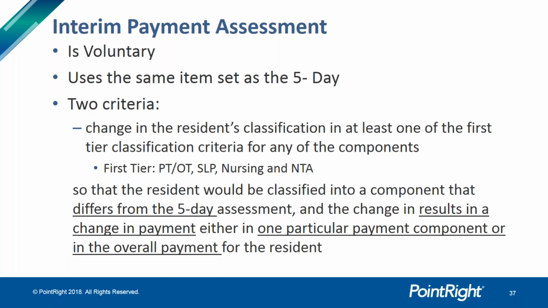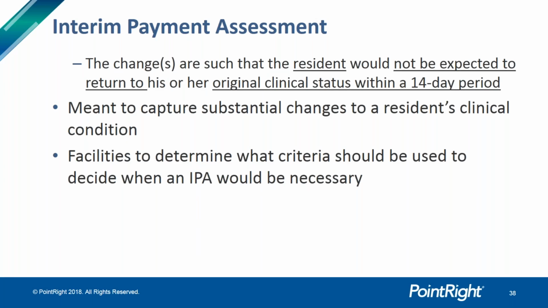So it's to capture these large changes that would result in a change in payment, number 1. And then number 2, the changes would have to be such that the resident would not return to their original clinical status within 14 days. This sounds very much, to me at least, like a SIG change in status kind of qualification. So the first thing you'd want to do, I think, to make it easy is to do a quick assessment as to whether or not this resident was going to be expected to come back to the original clinical status. And if the answer to that is no, do the further investigation to see whether the change in the category would constitute a change in the first tier components, which would result in a change in the rate.